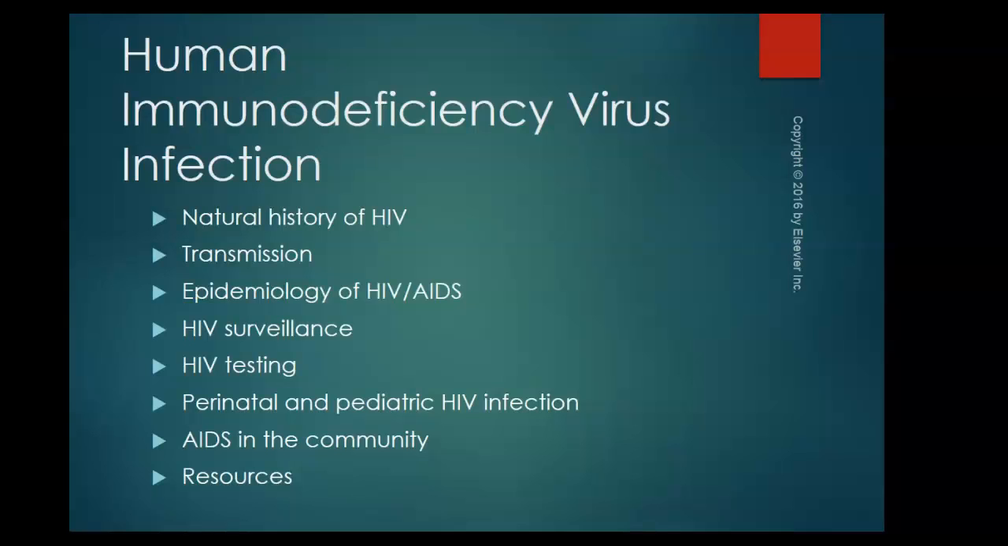So, first of all, we should go through the history of HIV. This screen is basically a summary of what we are going to cover for the topic of HIV first. So, natural history of HIV, transmission, epidemiology of HIV and AIDS in the U.S., HIV surveillance, testing, perinatal and pediatric HIV infection, AIDS in the community, and the resources.